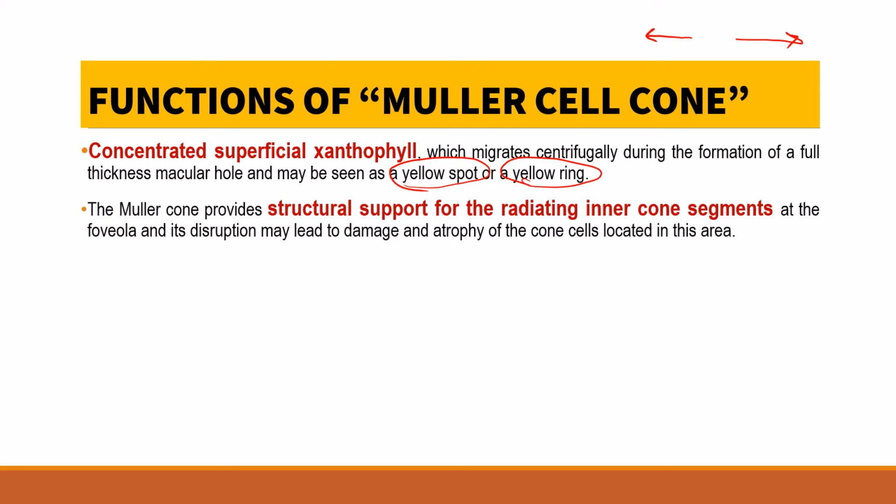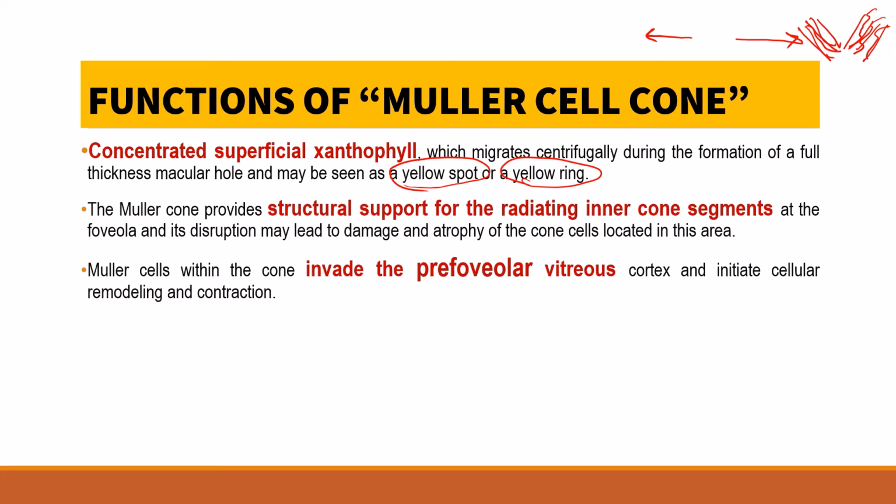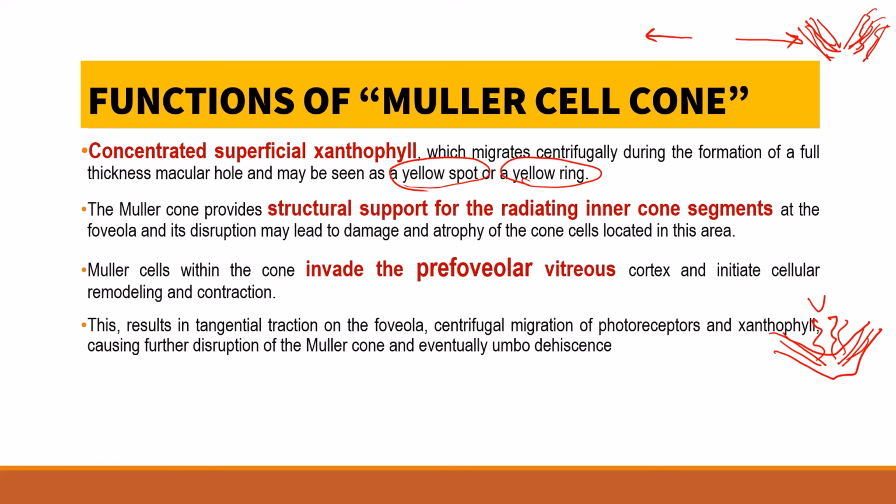Apart from that, that conical area which has lots of Muller cells will also give structural support to the radiating cone inner segments. So the cone inner segments are going to be located in this manner, and in between them we have the Muller cells. So Muller cells are providing support to the cone segments, and any damage to that area will also damage the cone segments. Apart from that, these Muller cells can also invade the prefoveolar vitreous cortex. We know this is the Muller cell cone, right? So the Muller cells from here can also invade this vitreous which is present here and initiate a lot of cellular remodeling and contraction, leading to the tangential traction, the centrifugal, that is outward, migration of the photoreceptors and the xanthophyll.